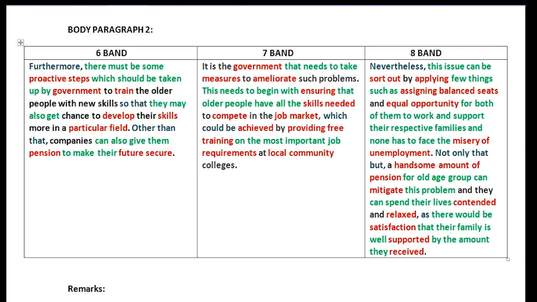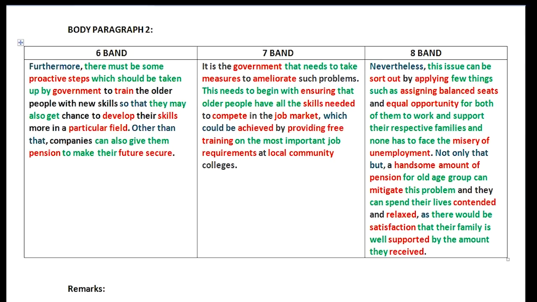Now comes body paragraph number 2. Here, as the essay demands solutions, we'll give solutions to the problems described in the last paragraph and use a cohesive device to make the coherence. Here I have used, for the 6 band essay, "Furthermore, there must be some proactive steps which should be taken by the government to train older people with new skills so that they may also get a chance to develop their skills more in a particular field."